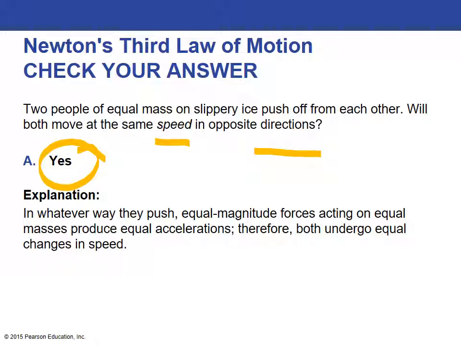The trick to this question is that we have equal mass. So since we have equal mass, and since we already know that our acceleration is equal to the force divided by the mass, our forces are equal and opposite, our masses are equal, so our accelerations will be equal and opposite.